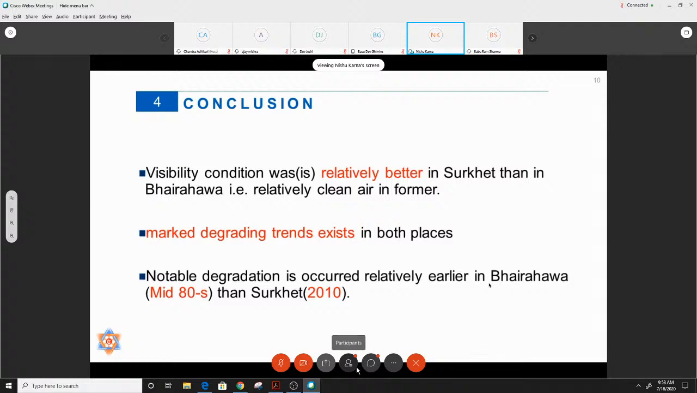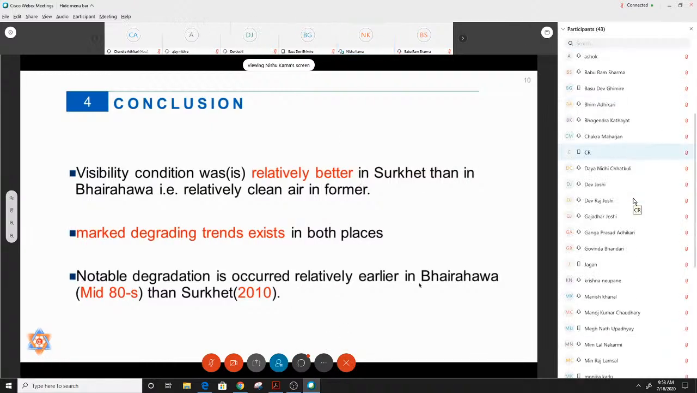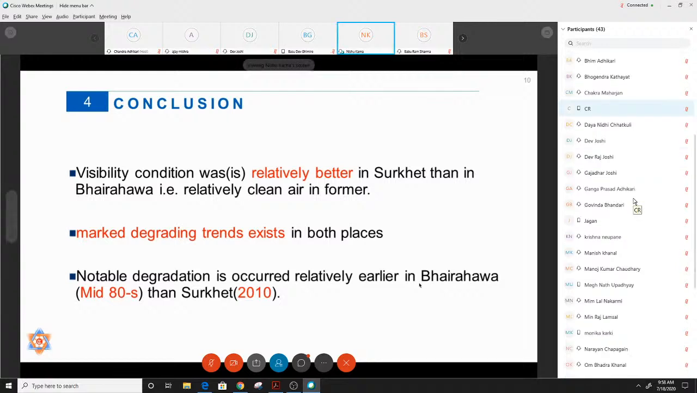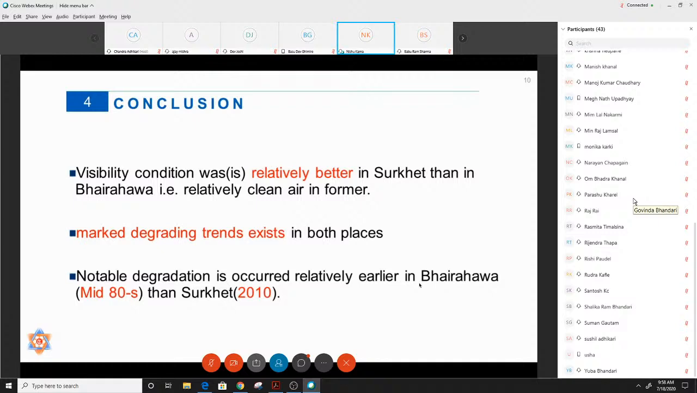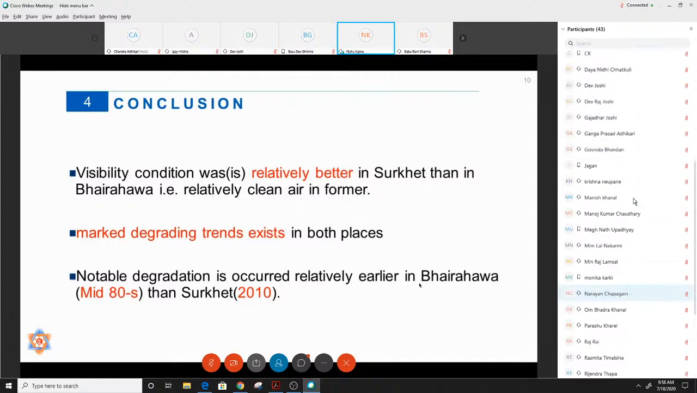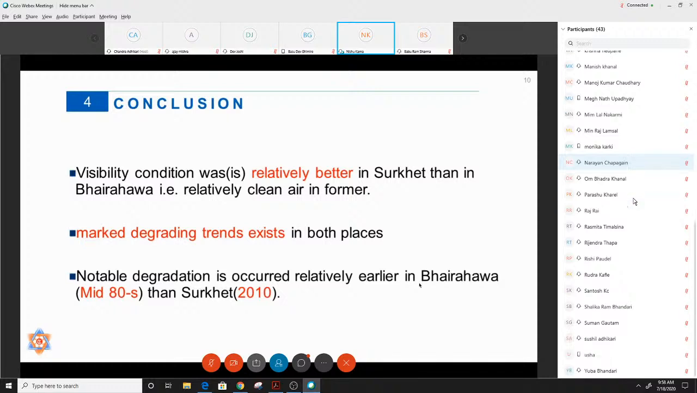So with these results in discussion, we can draw the following conclusions. There is marked declining trend of air quality in both places. Overall air quality was better in Surkhet and still is. Degradation of air quality of Bhairava started quite early than Surkhet.